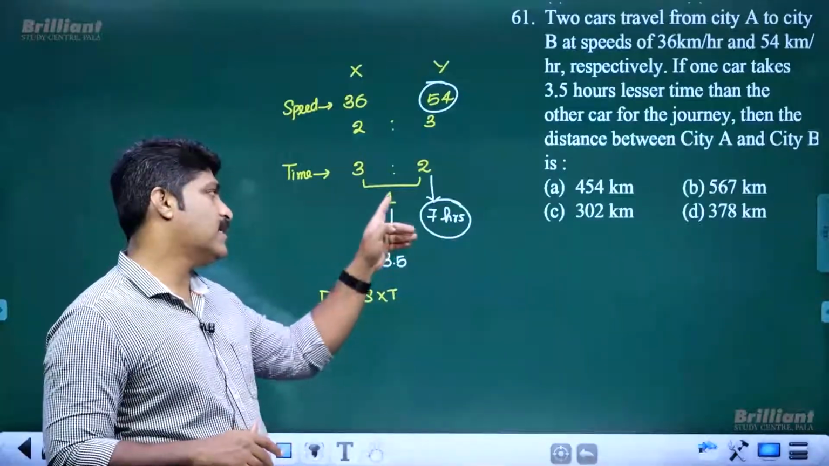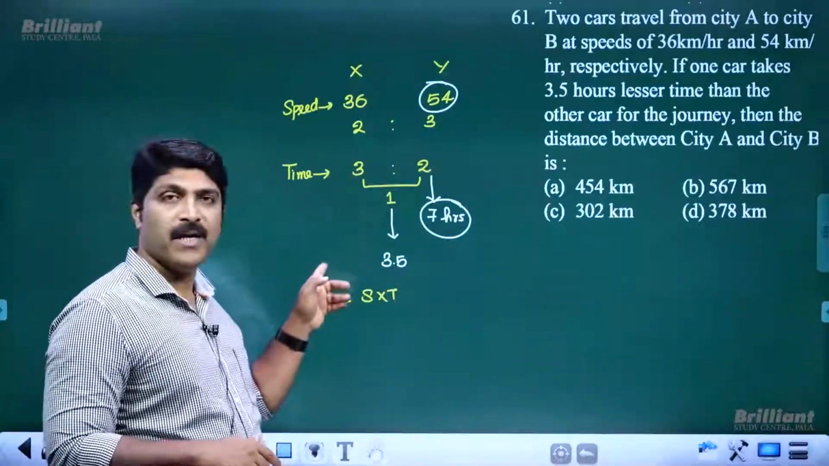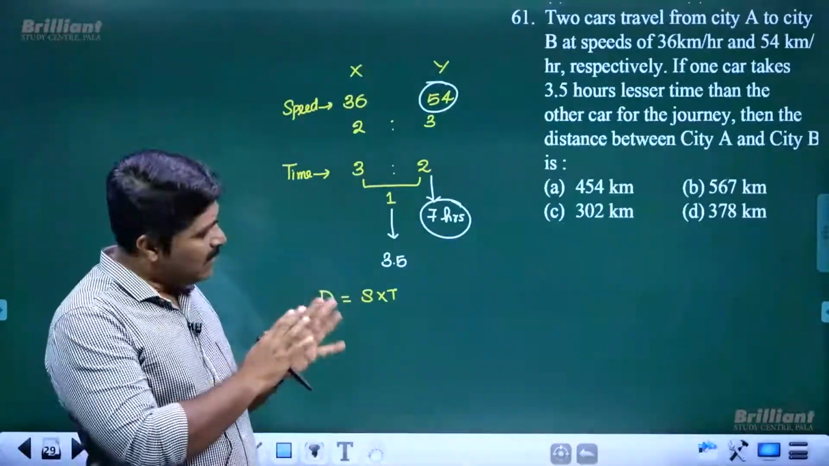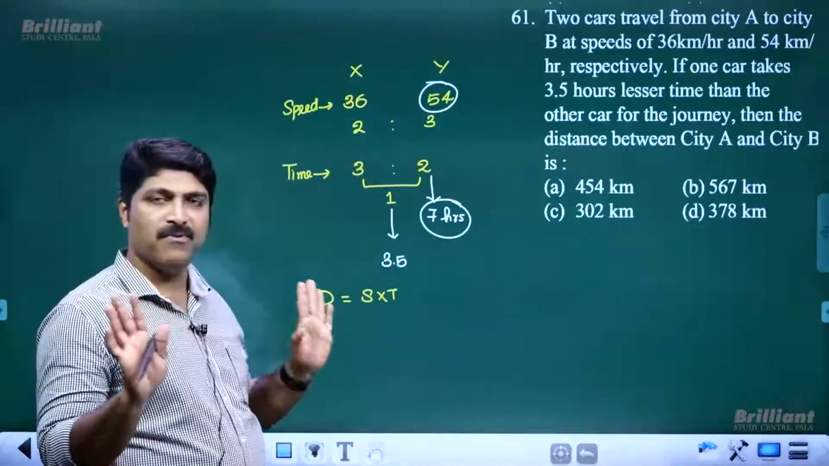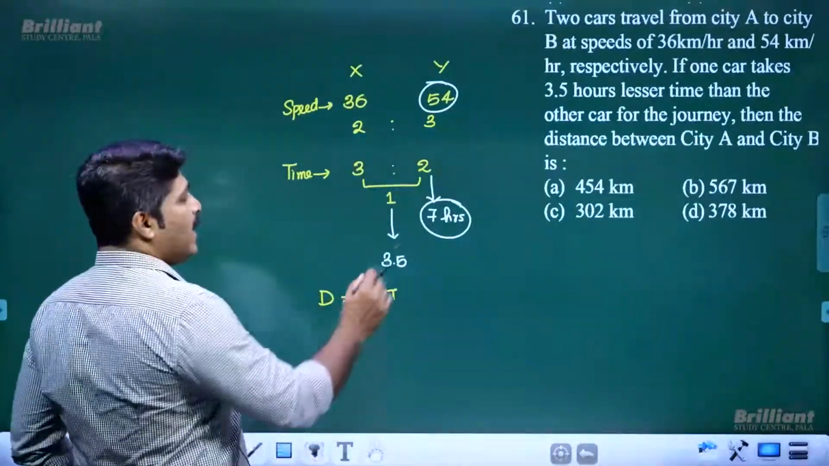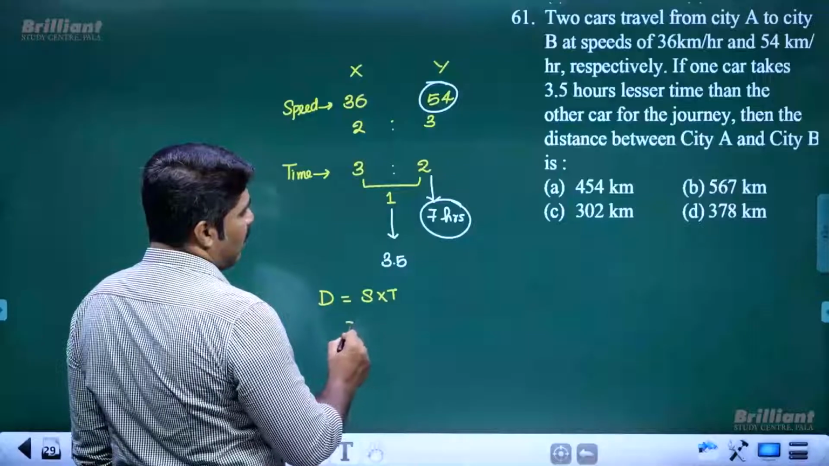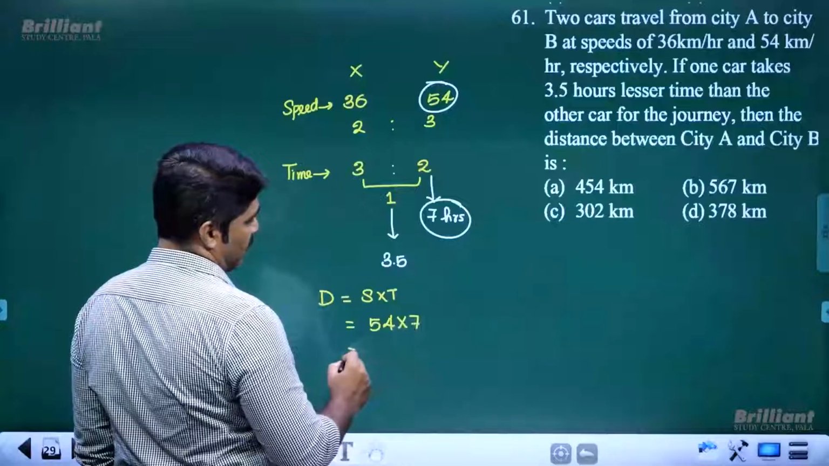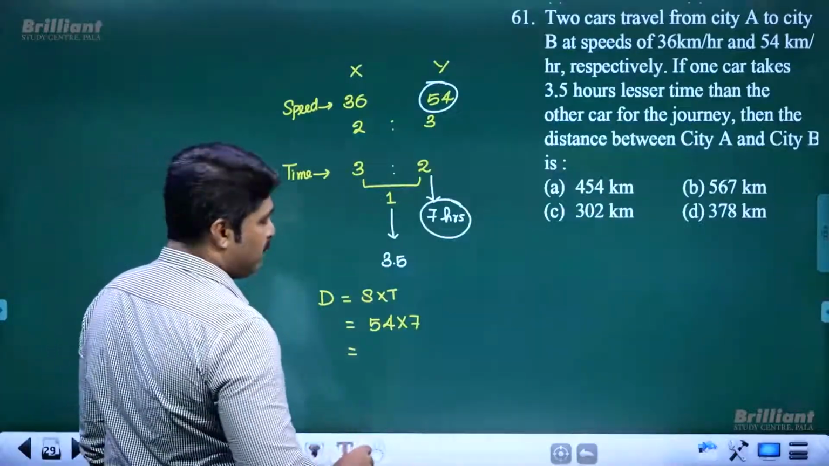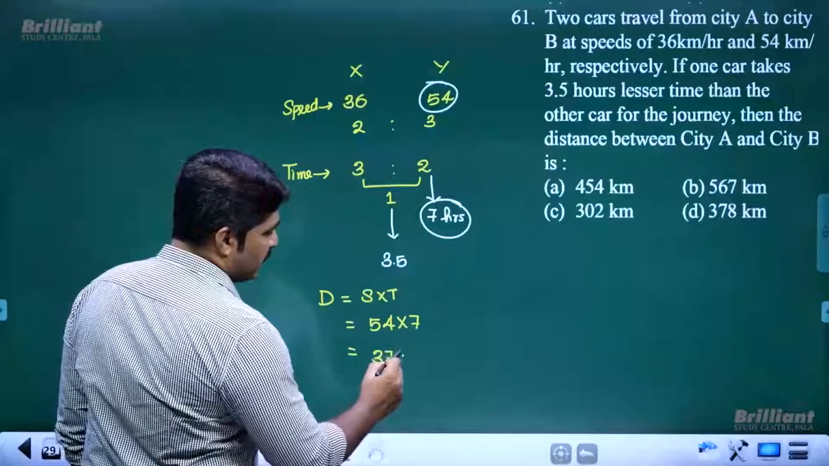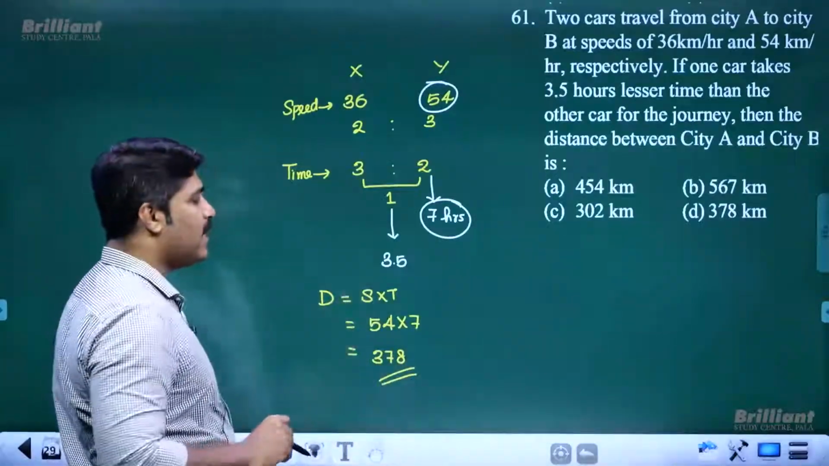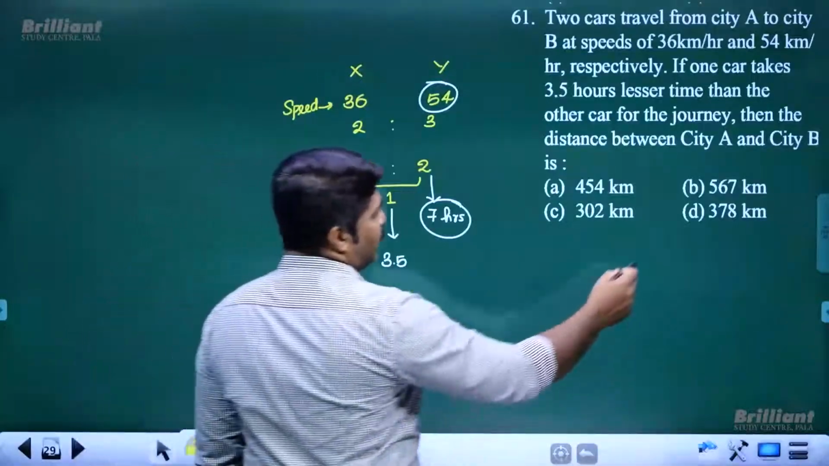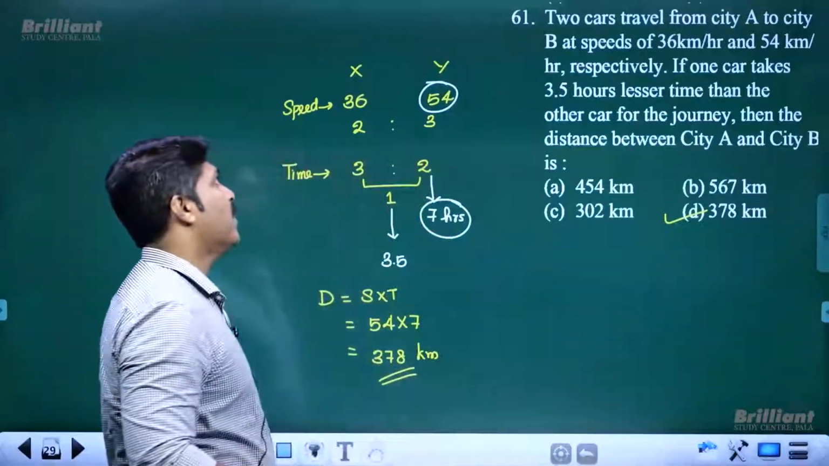Otherwise, if 1 is 3.5, then 3 we can also find out. That is 3 into 3.5, which becomes 10.5. So like that also we can take 36 into 10.5, and we can proceed like that as well. Here anyway we will get a natural number value, therefore we can use it. This is 54 into 7. What is the product here? Whenever we multiply this, it is equal to 378 kilometers.